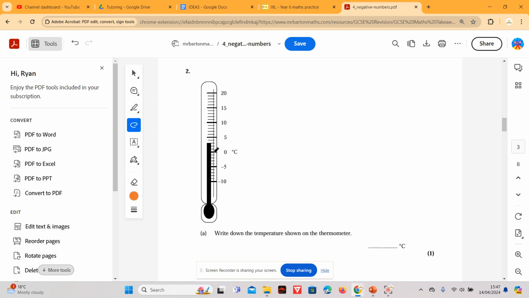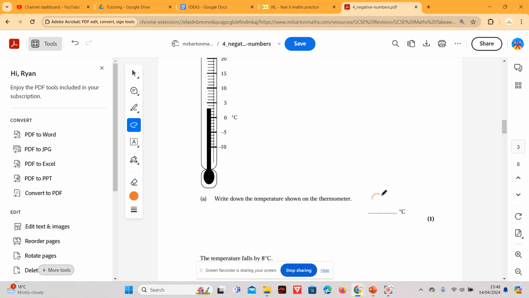So that means there's a gap of 1, 2, 3, 4. So there's a gap of 5 between 0 and 5. So that means each one of these is worth 1. So that'll be 1, 2, 3. So the answer to this one would be 3.